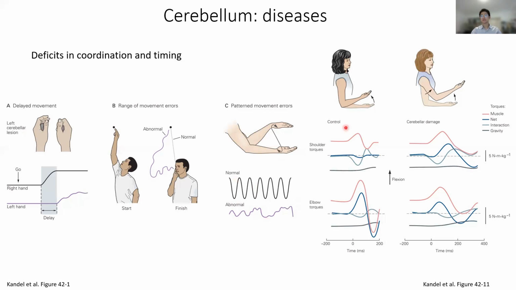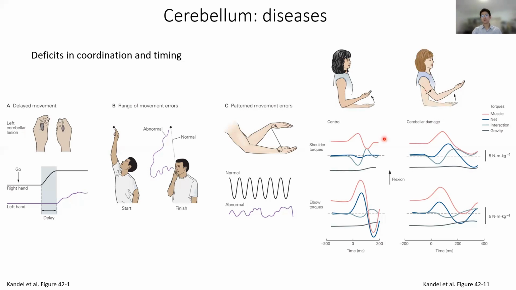And this is another example showing the coordination of the joints. In this example, we have a control participant, which is healthy, and a participant with cerebellar damage. The task is the same. They ask the participant to flex the elbow joint while keeping the shoulder joint stable. Healthy people have no difficulty doing this. You move your elbow joint, but your shoulder joint can be stable. But cerebellar patients are not able to keep their shoulder joint stable. They always move it together with the elbow joint.